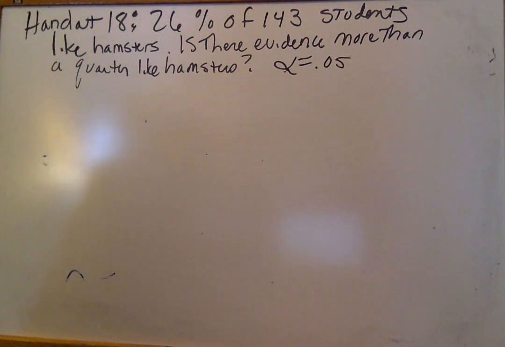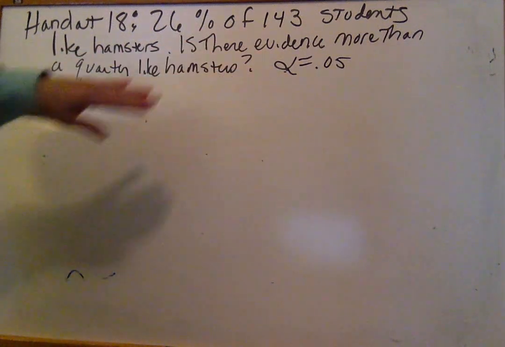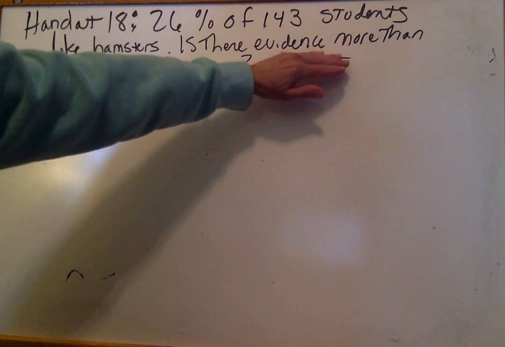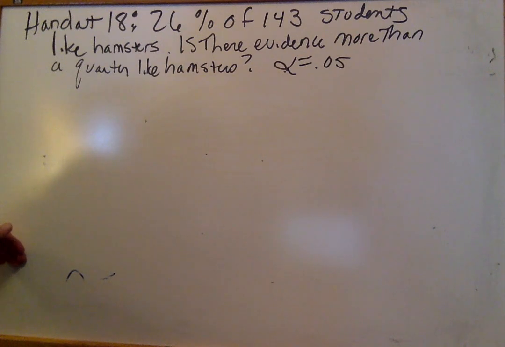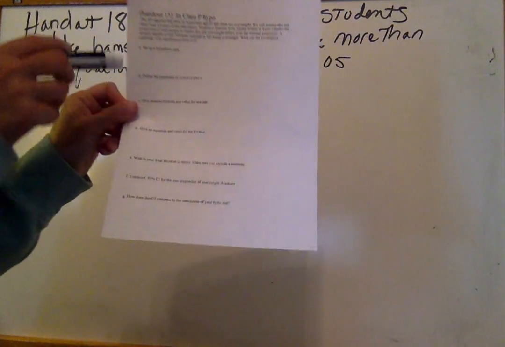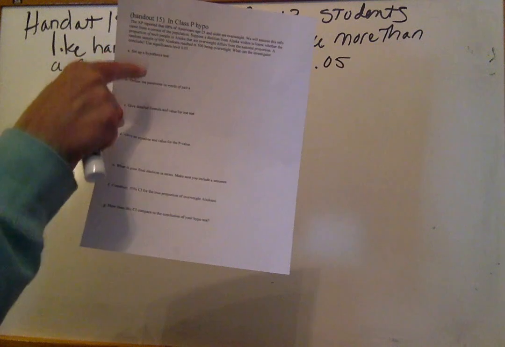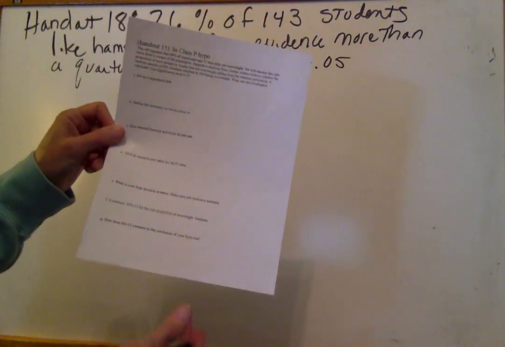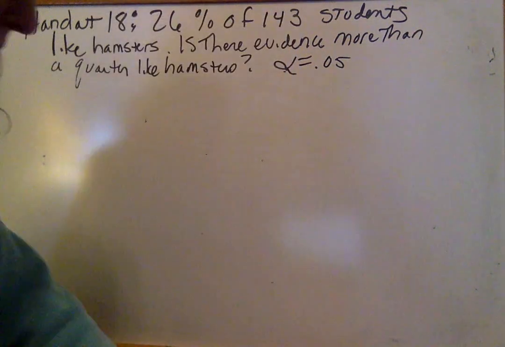26% of 143 students like hamsters. Is there evidence more than a quarter like hamsters? Alpha is 0.05. If I hadn't told you that, technically you could have solved it using a confidence interval, but I will prompt you to go through all 5 steps of hypothesis testing, so it would be really hard to miss that I want you to do a hypothesis test, because I should have pointed it out. Handout 15, see, I've talked you through the steps. You do not have to memorize the steps. Just when you read the step, you have to know what to do for that step. But this is pretty much exactly how your test would look.